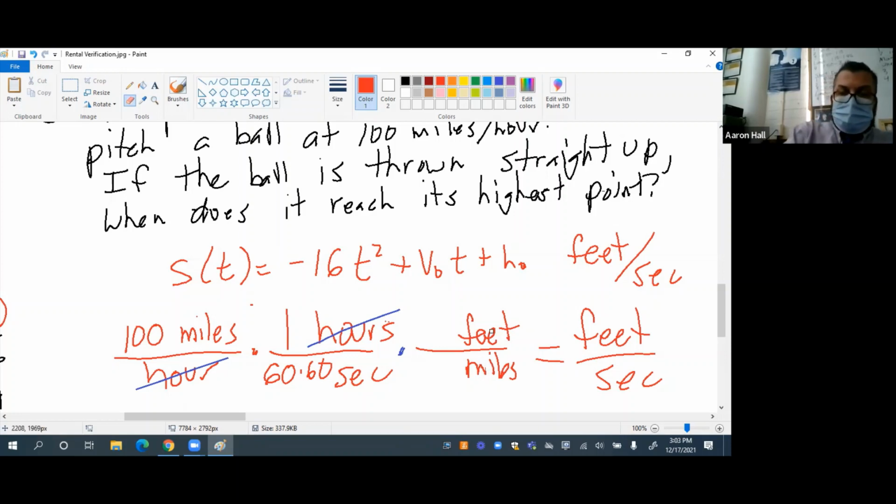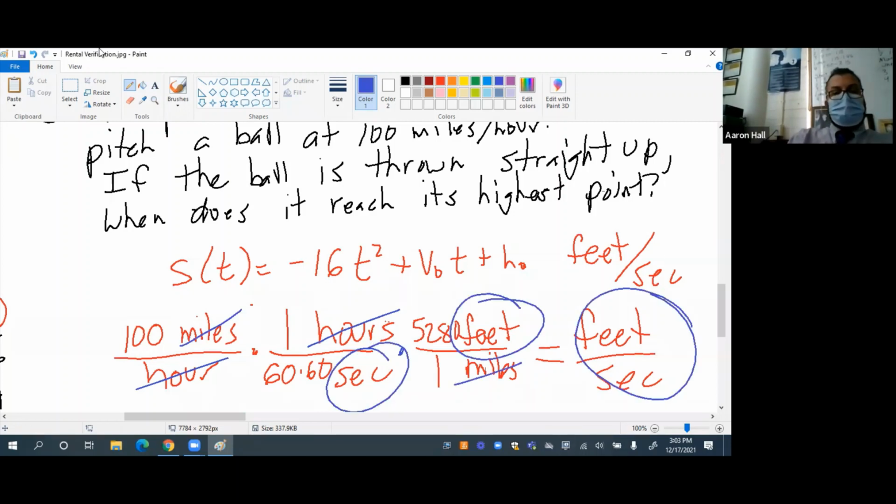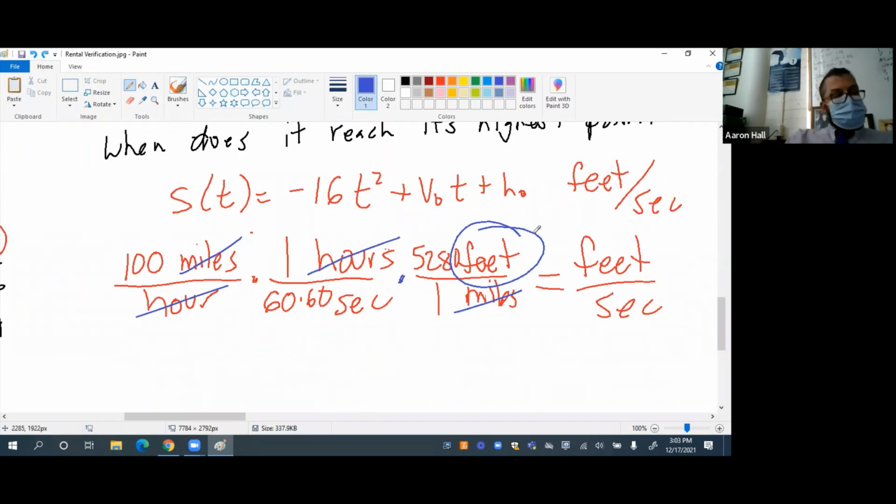5,280 feet per 1 mile. Now miles can cancel out. Miles divided by miles is 1. We're left with feet per second, which is what we wanted. Use your calculator. What do we get?